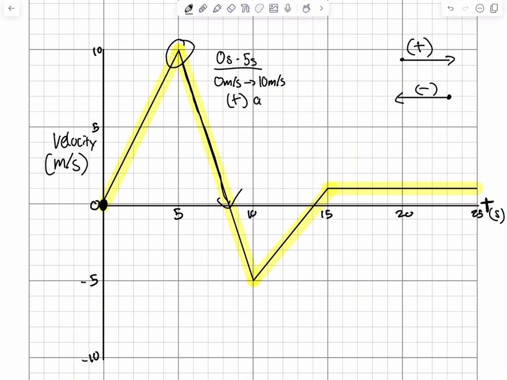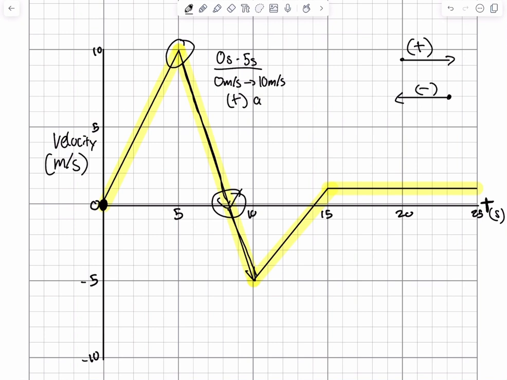Well, in this section, we have a negative acceleration. We are going to slow down. We're eventually going to slow down so much that we end up at rest again. But that's not the end. We continue this path all the way to -5 meters per second.